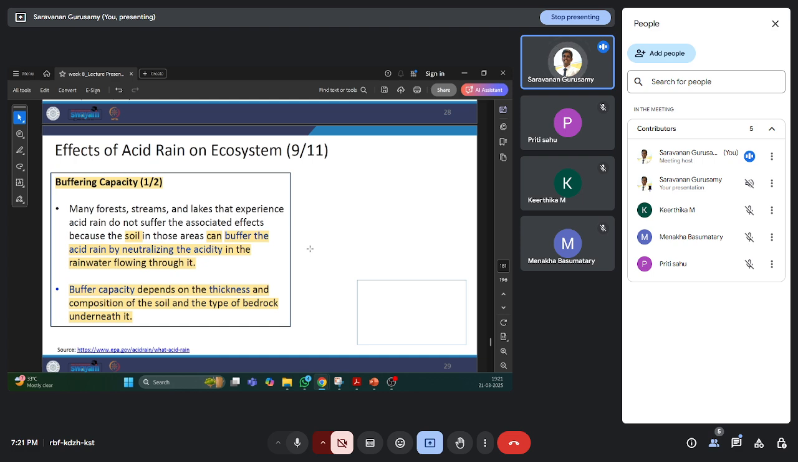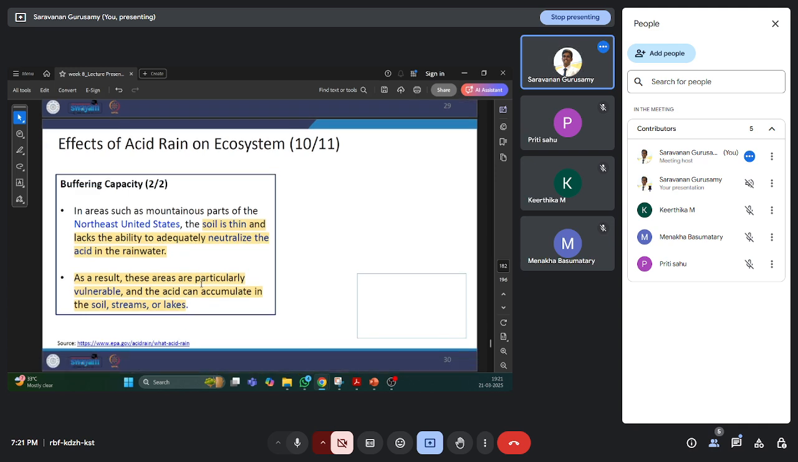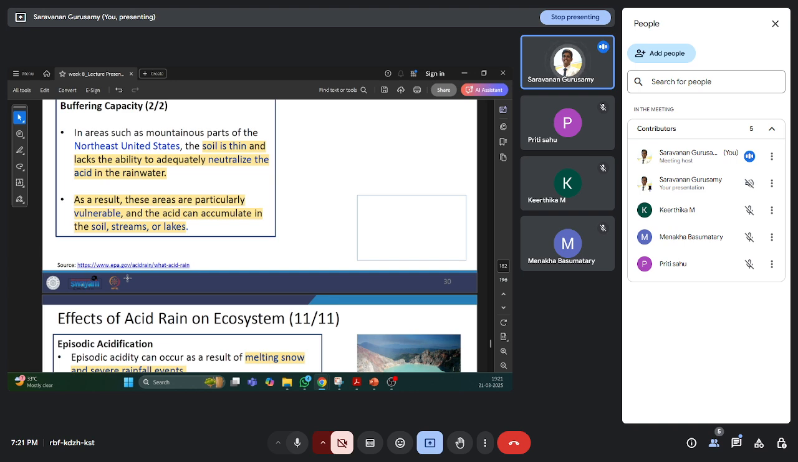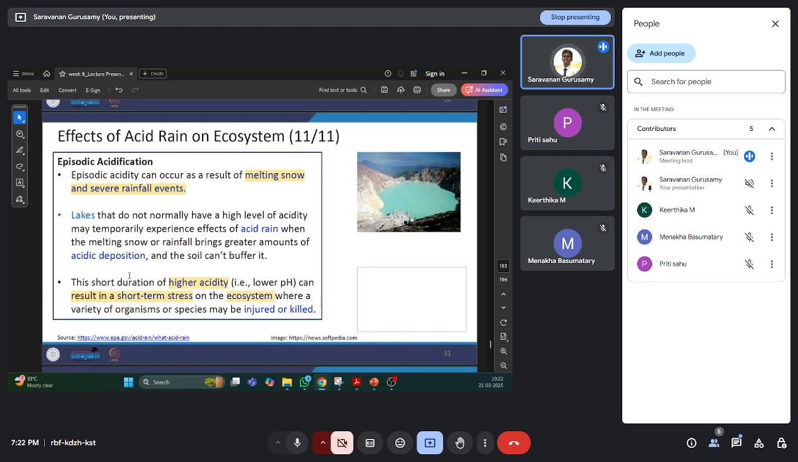And there is the buffering capacity of soil. Whenever acid rain falls, some soil has a buffering capacity that resists the change in pH, so that it can still support plant growth. We still have to study a lot about this buffering capacity of the soil to neutralize the acidity. It also depends on the thickness and composition of the soil and the type of bedrock underneath it. In the northeast United States, the soil is thin and lacks the ability to neutralize the acid in the rain, so it is vulnerable, and acid can accumulate in the soil and streams. Again, with the rainwater, it will go and reach the water streams.